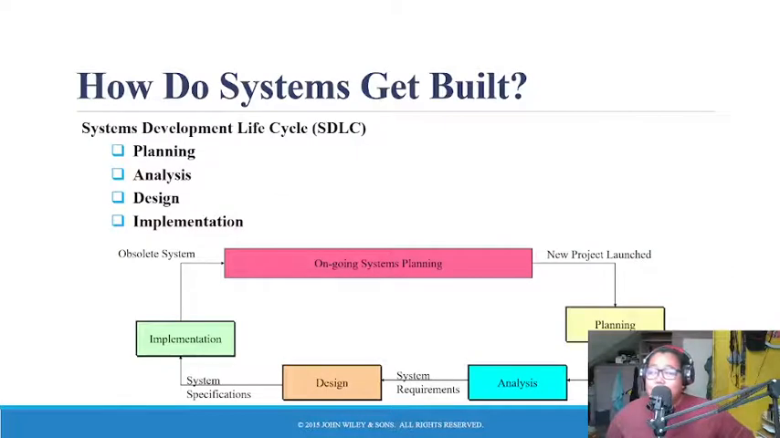So how do systems get built? There are four parts of the system development life cycle, or the SDLC. So we have this as the PADI. Okay, so first we have the planning, analysis, design, and implementation. It's always these four. Whatever methodology you're going to use in creating your system, it will always go with these four. So you have the planning, analysis, design, and implementation.